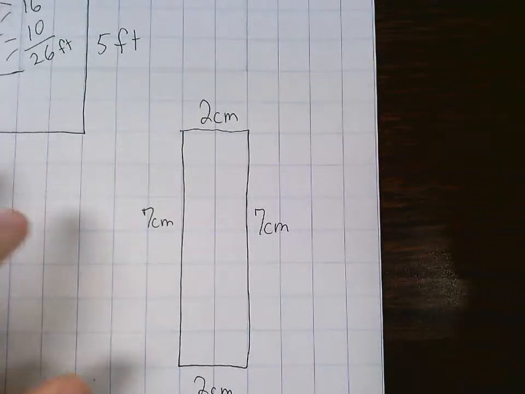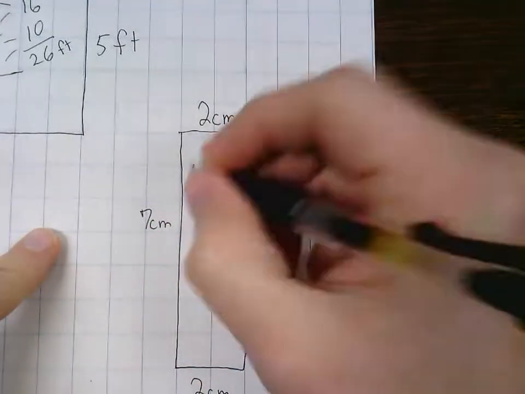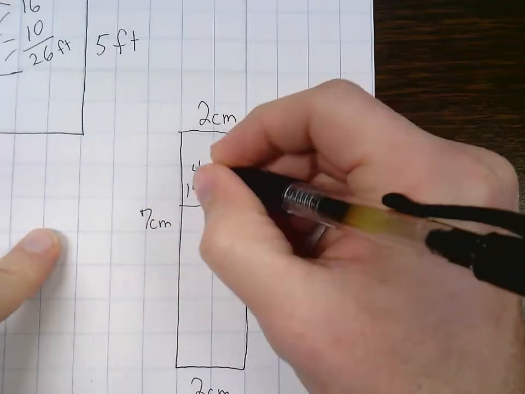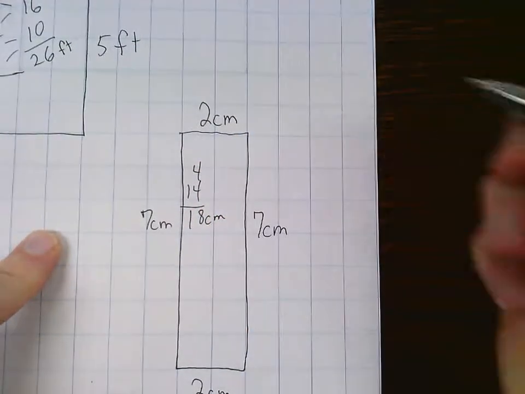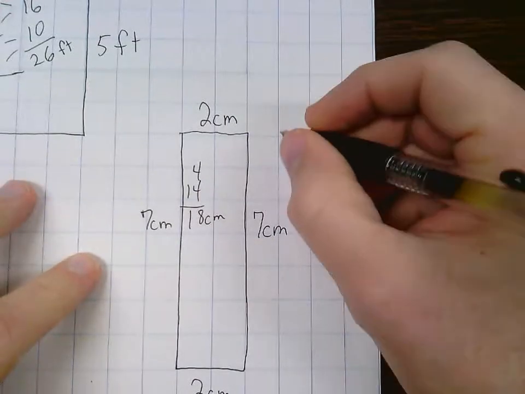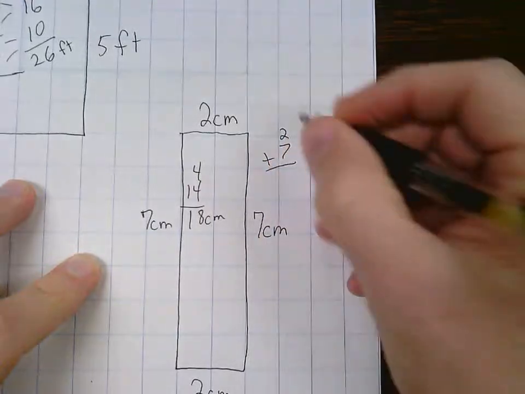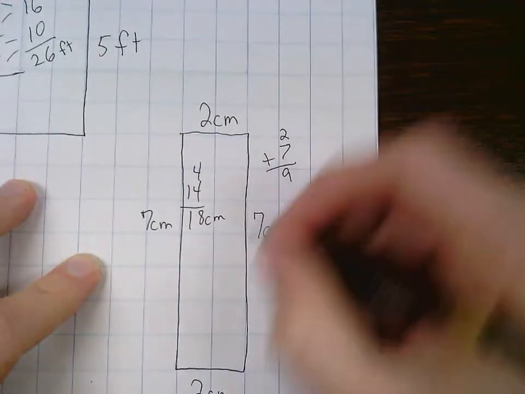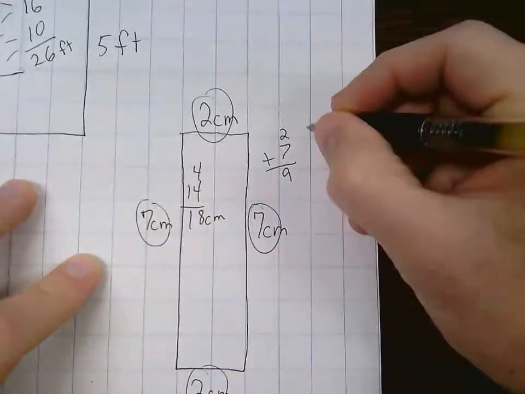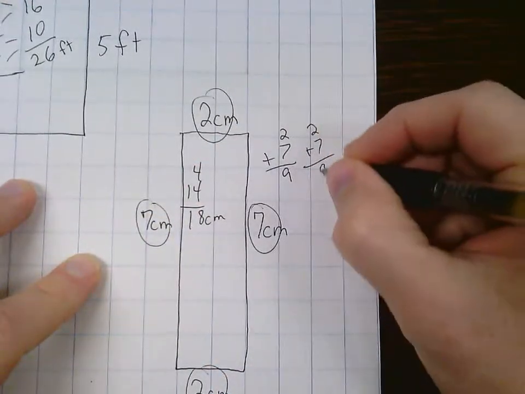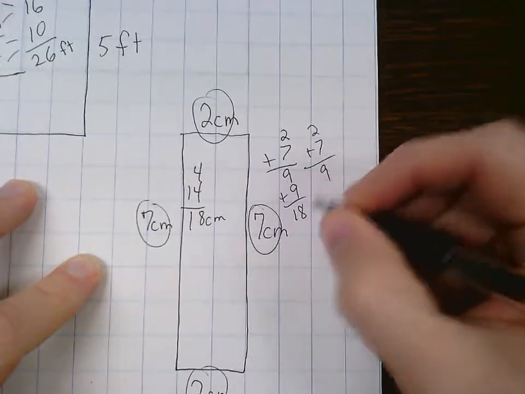So, like we said, there's a bunch of different ways to do it. I can say 2 plus 2 is 4, 7 plus 7 is 14, and add those up. 4 plus 4 is 8, plus 1 is 18, and my units will be centimeters. Or I can do it like this. 2 plus 7 is 9. And that takes care of these two. Then I can do 2 plus 7 for these two. 2 plus 7 here is 9. 9 plus 9 is 18. So it'll be 18 centimeters there as well.